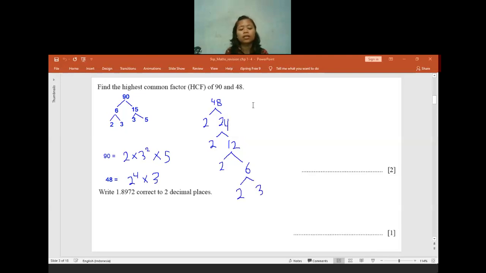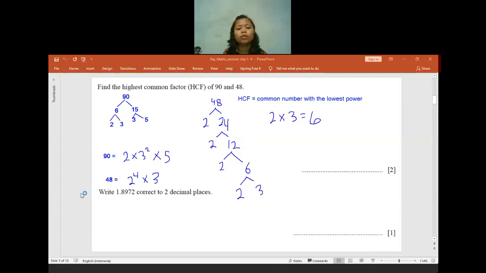How do we find the HCF? If finding the HCF, we need to take the common number with the lowest power. So what number do I have to take for the HCF? 3 and 2. Okay, 2 times 3, which equals 6. Okay, what about if we are going to find the LCM?